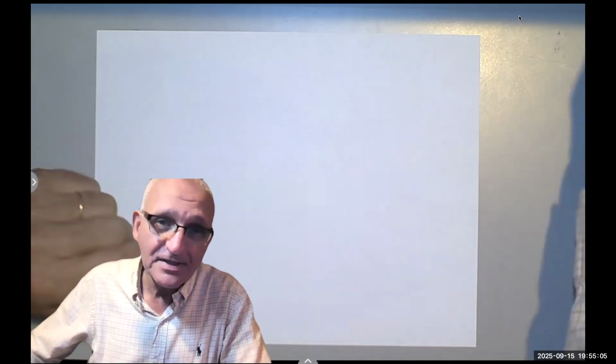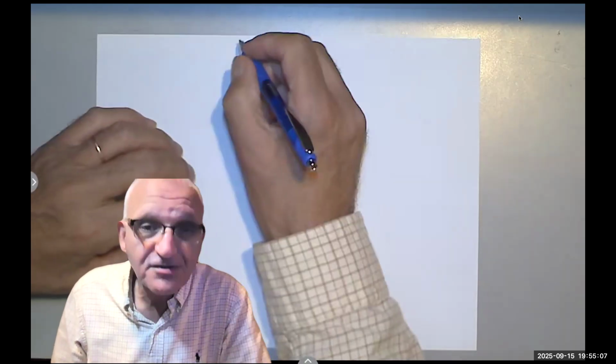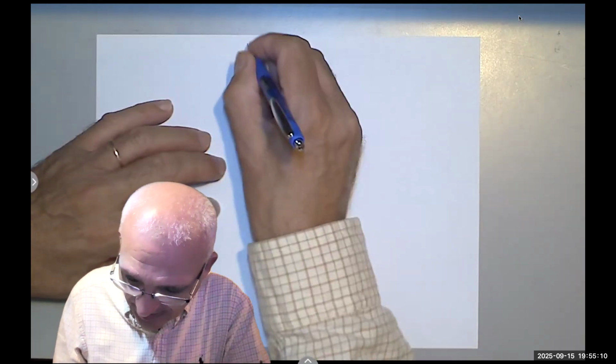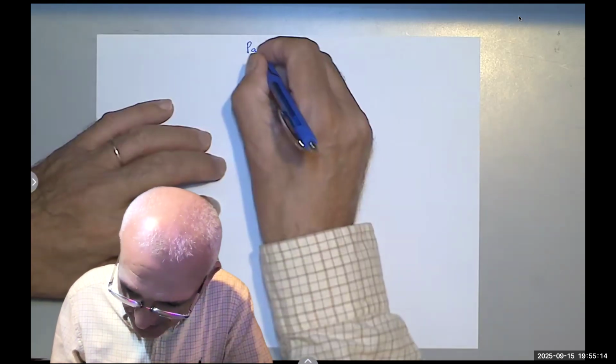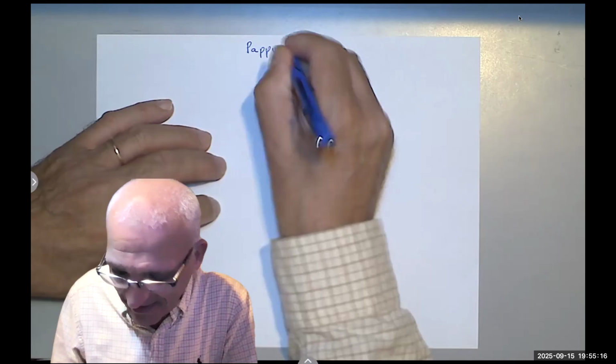It's called Pappus Theorem. Pappus was a Greek mathematician living in Alexandria in Egypt, where I came from, but that has nothing to do with anything.